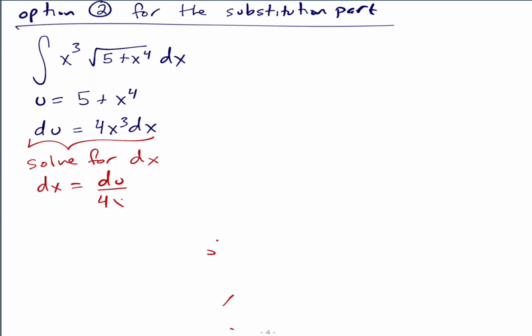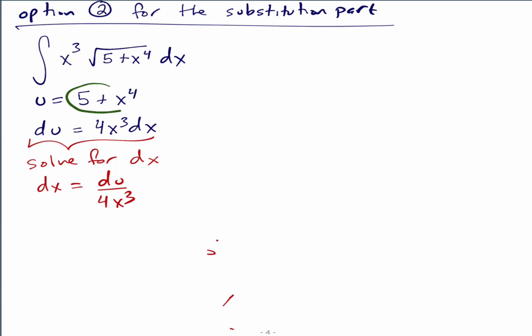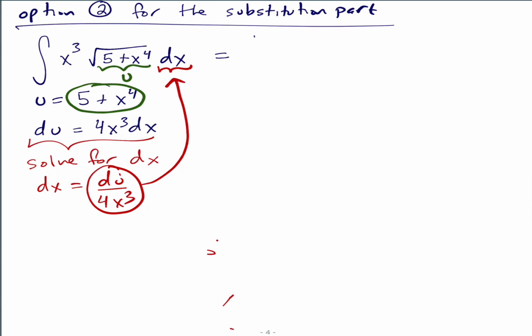Du over 4x cubed. Okay. So what you do at this point is you say, okay, well, I'm going to substitute u right here. And I'm going to substitute dx right here. And you hope that everything cancels out and you're left with only u's. Okay? So we hope. All right. So off we go. You ready?